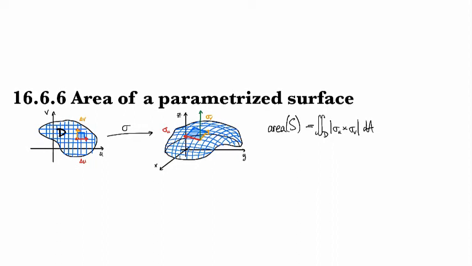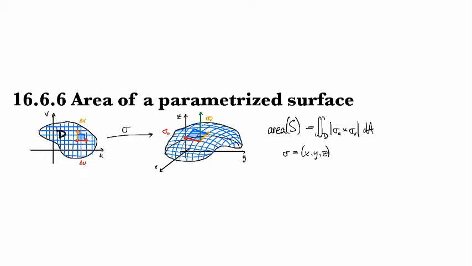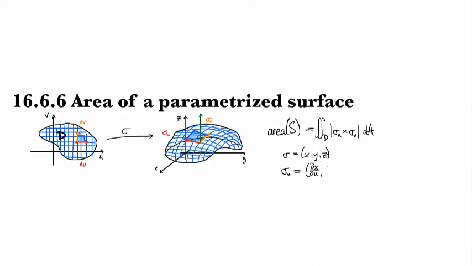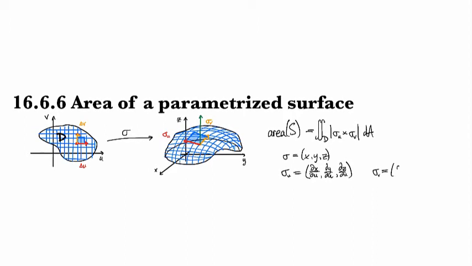And so remember here, sigma of U and V is going to have X, Y, and Z components, and each of those is going to be a function of U and V. So when I talk about sigma sub U, I'm talking about dx/du, dy/du, and dz/du, and similarly for sigma V.